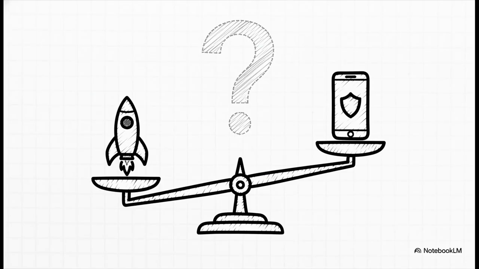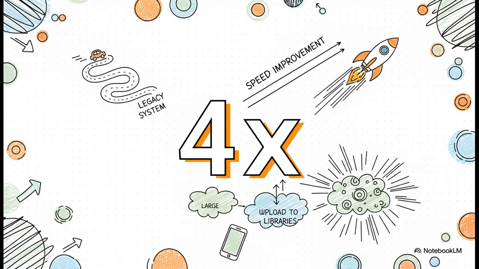It has to work. But what users actually feel is performance. Nobody wants to sit around waiting for their photos to upload. So the next big question is, how do you make it fast without crashing the phone? And boy, did the results speak for themselves. A 4-time speed improvement for big photo libraries? That is a massive, massive win.